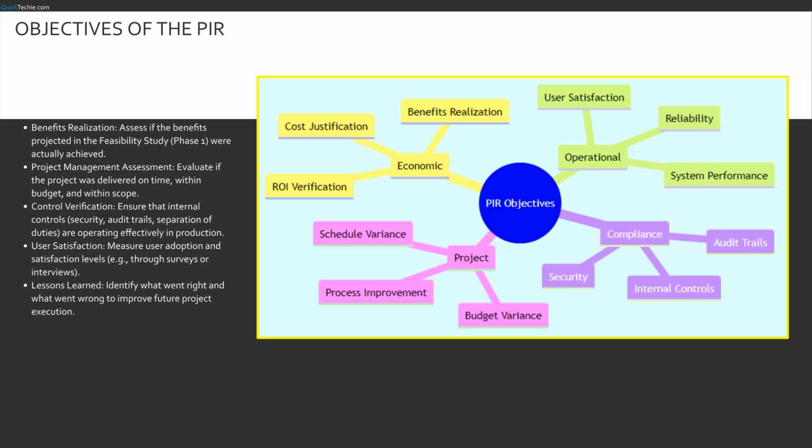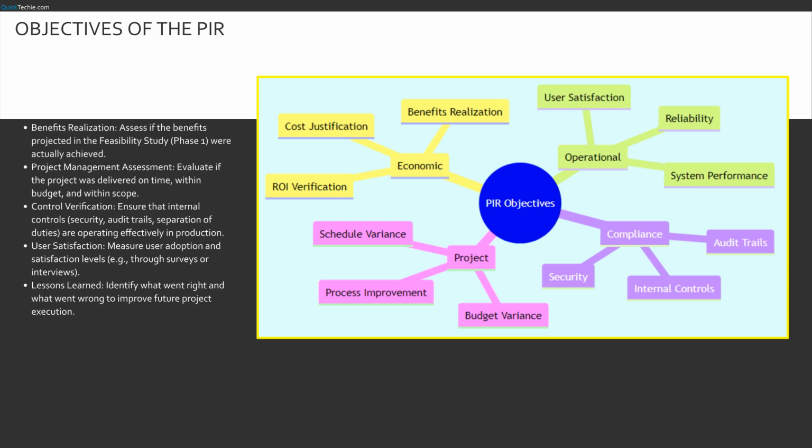Third, and critical for auditors, is control verification. Design controls often degrade during rushed implementations. We verify they are actually working in the live environment. Fourth is user satisfaction. Are the stakeholders happy, or did we build a system they hate? Finally, we capture lessons learned. This is knowledge management, ensuring we don't repeat the same mistakes in the next cycle.